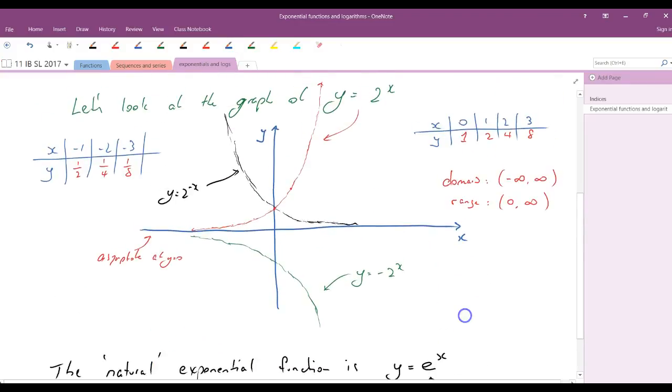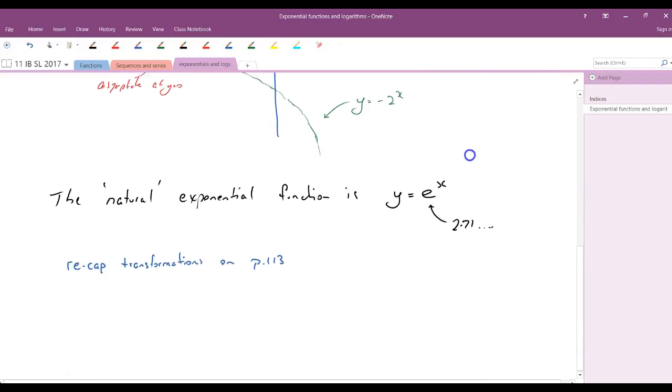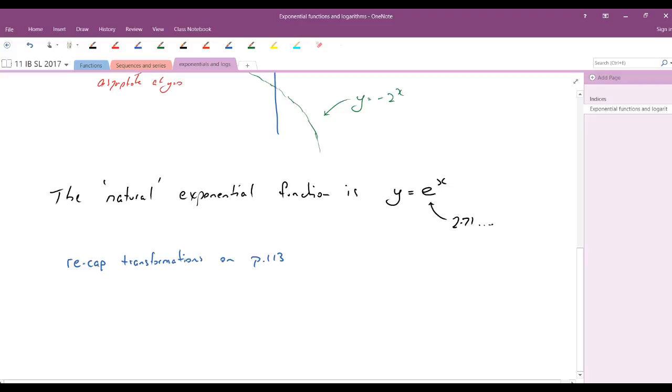Page 113 just goes through the basic transformations which we looked at in our functions unit of work. So I'll leave it there. I'll put together another YouTube video for logarithms, but on the basis of this lesson, we can now work on exercise 4F. Actually, exercise 4F only. Okay, see you soon.